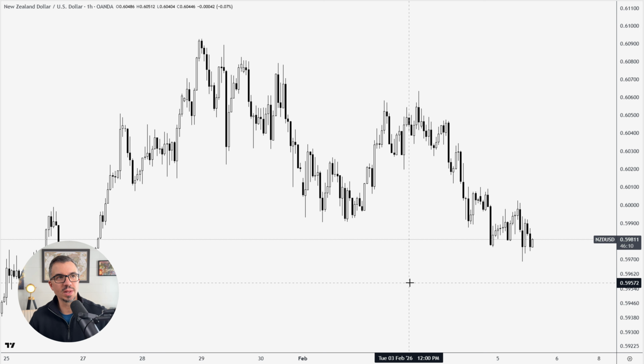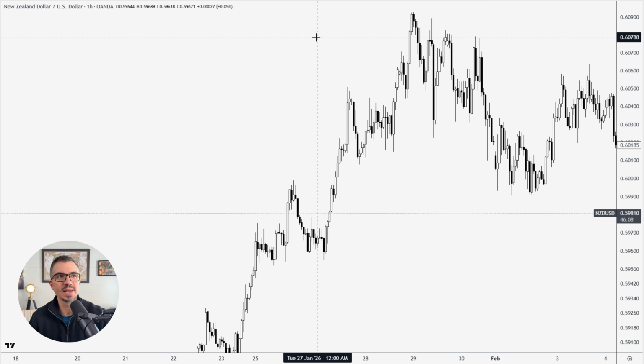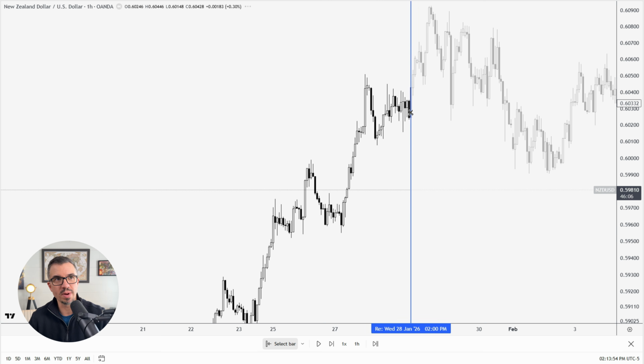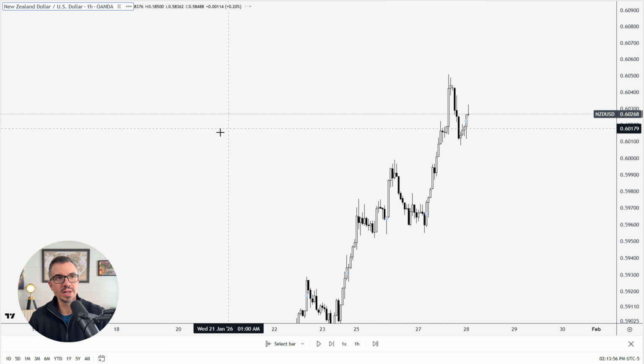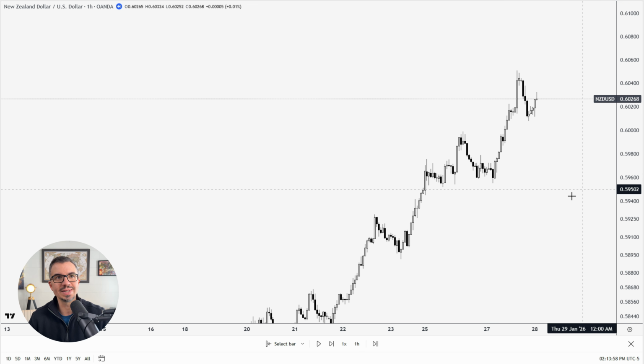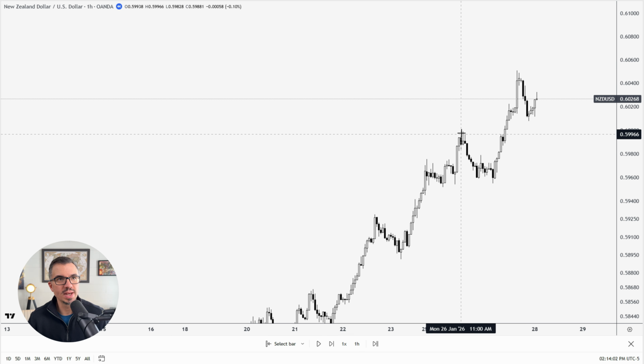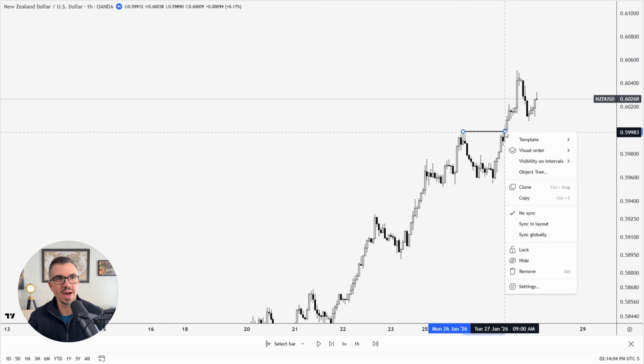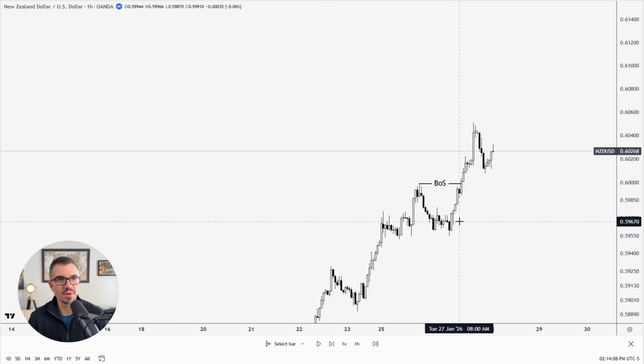So the very first thing that we have to do, and I'm going to turn on bar replay here because it is one of the best features of TradingView in my opinion. If we go back here, we can clearly see that the New Zealand dollar was in an uptrend, okay, making higher highs and higher lows. And we know that because we have here a BOS above the high, okay, a break of structure above the high. We never close below the low.